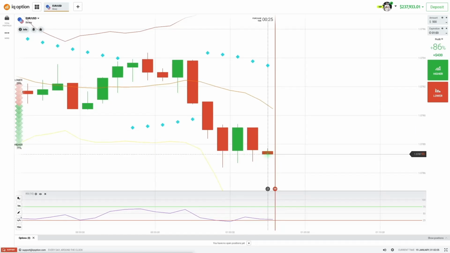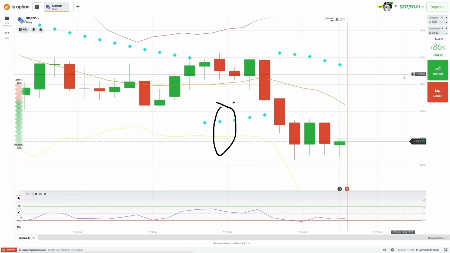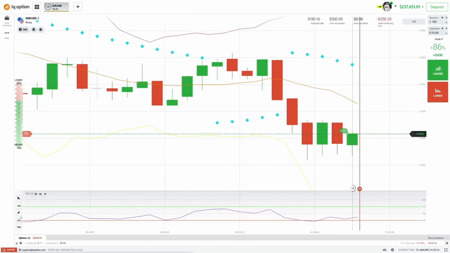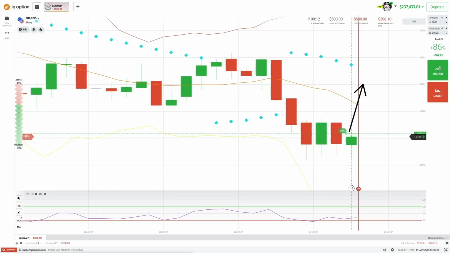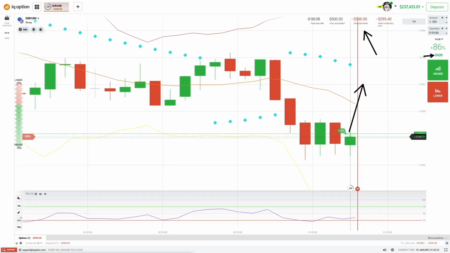Yes, guys. So, look what's happening. Amazing. Let me first open the trade here. This one is 100% going up. If my prediction is right, I'm making $430. If my prediction is wrong, I'm losing $500.